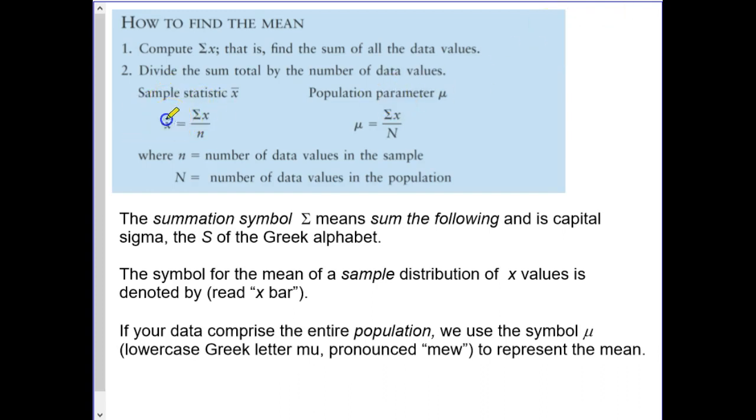So here's the big difference here. You're going to see one symbol, x bar, and you're going to see another symbol, mu. The difference here is x bar refers to samples, the sample mean, and mu is the population mean. So if you have perfect information, you have all the data out there and you can calculate the mean, that's mu. And again, mu.